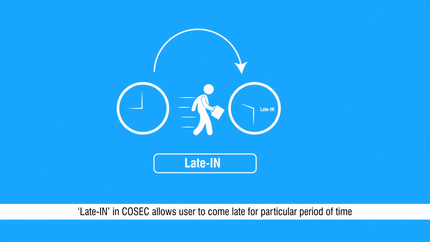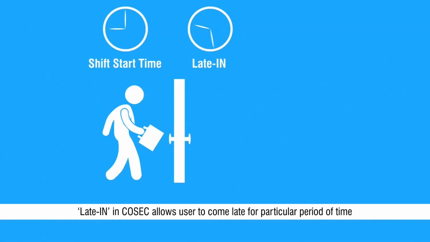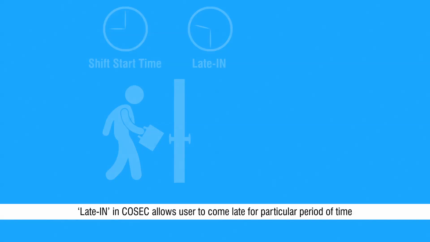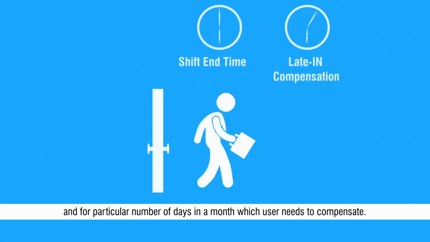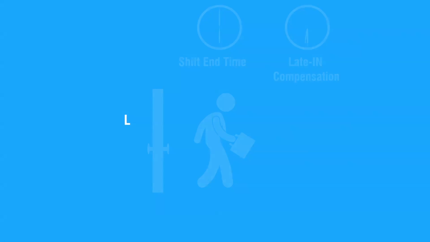LateIN in COSEC allows user to come late for a particular period of time and for a particular number of days in a month, which the user needs to compensate. Let us start with the configuration.